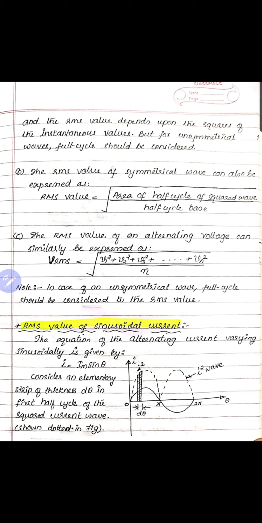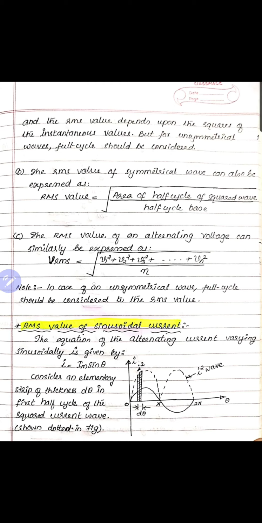Second point: the RMS value of a symmetrical wave can also be expressed as the root of the area of the half cycle of the squared wave divided by the half cycle base. Third point: the RMS value of an alternating voltage can be similarly expressed. Vrms is equal to root of V1 square plus V2 square plus V3 square up to Vn square, divided by n.